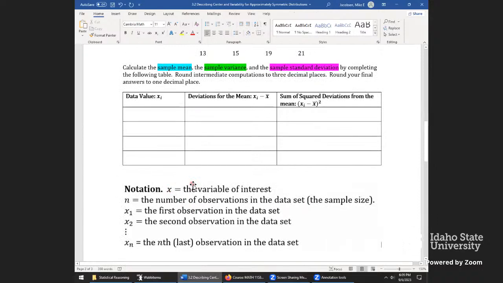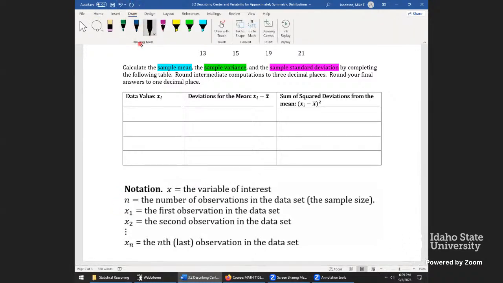It says X is the variable of interest. N is the number of observations in the data set. By the way, we should probably fill that out right here and now. For this kind of problem, we should know exactly what N is. N is the number of observations, so I have 1, 2, 3, 4. So our sample size N must be 4 in this problem. That takes care of this.